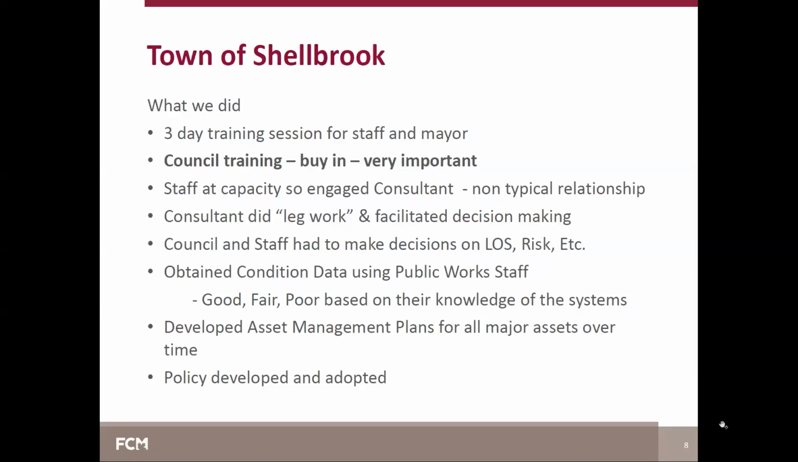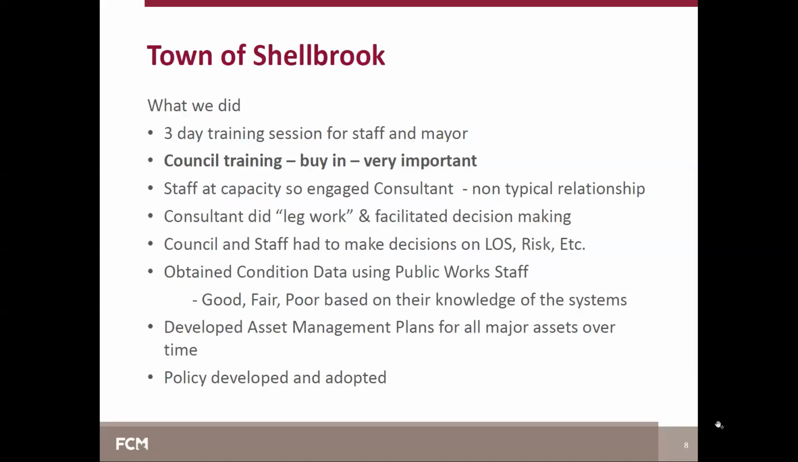In order to get the condition data, and you can spend a lot of time doing this at pretty heavy costs, but for us, what worked well was we sat down with our public works staff who are familiar with our systems, and we went through and ranked the segments on a good, fair, poor basis using their knowledge of the systems.